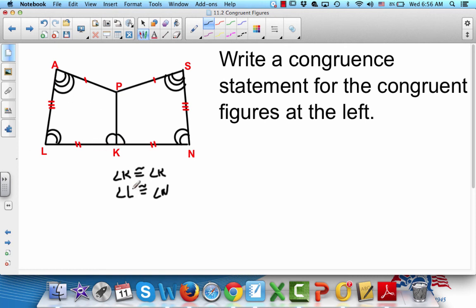So we've got angle L is congruent to angle N. Then we've got angle A is congruent to three tick marks, angle S. And then finally we've got angle P, and just by default, since all the others are congruent to each other, that means that P is congruent to P. And we can write our congruent statement. We've got K, L, A, P is congruent to K, N, S, P.